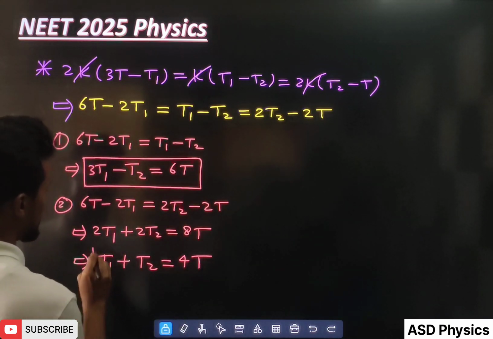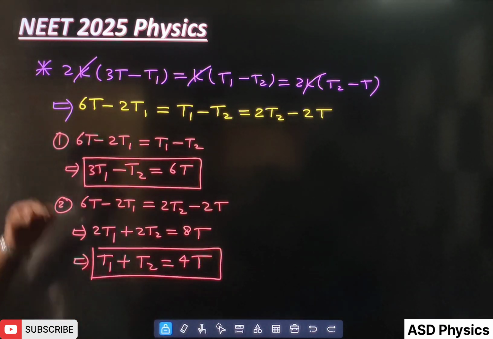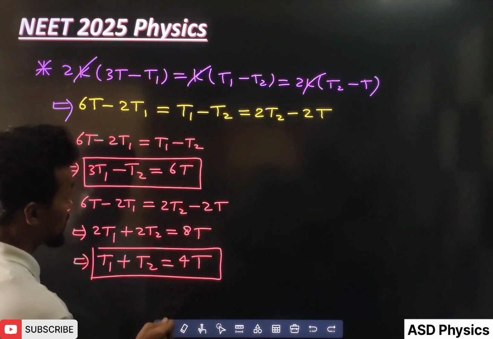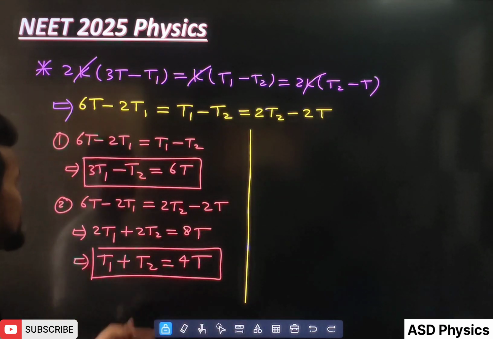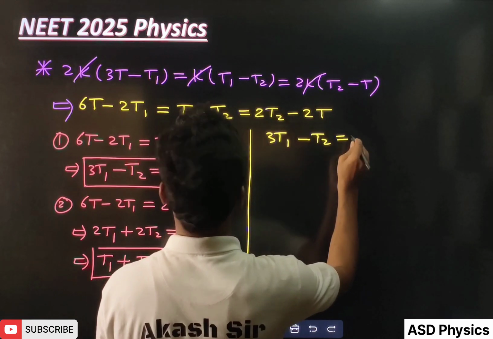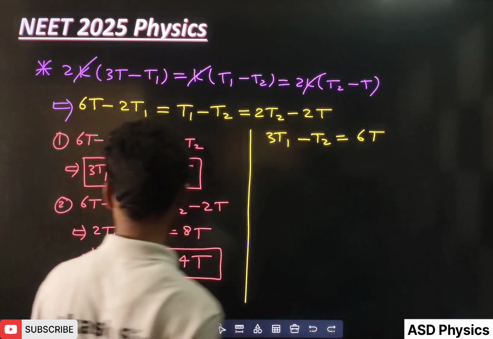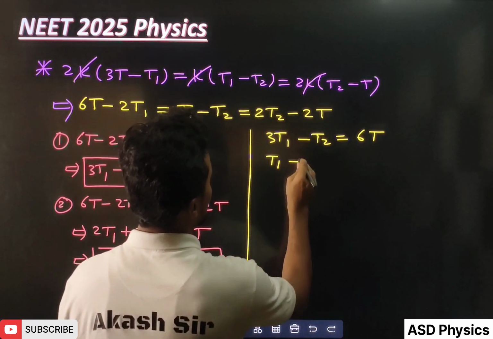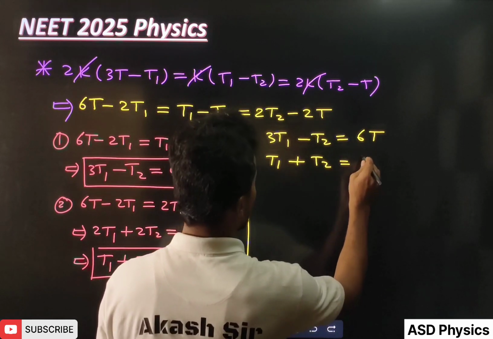Is it? And this is also one equation, t1 plus t2 equal to 4t. Is it, students? Just kindly check one time, there should not be any mistake, otherwise the answer will not come here. Okay, so now we have got these equations. We are going to simplify this equation. See here, this equation is 3t1 minus t2 is equal to 6t. This is one equation, and here, t1 plus t2 is equal to 4t.